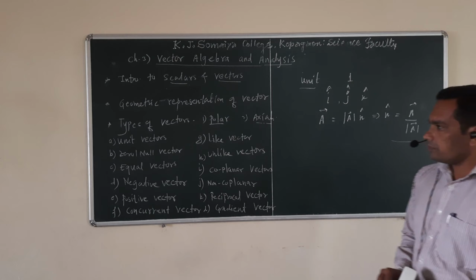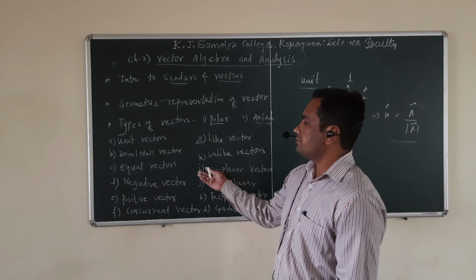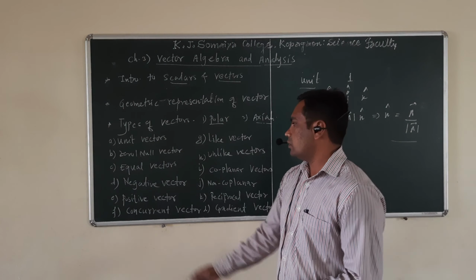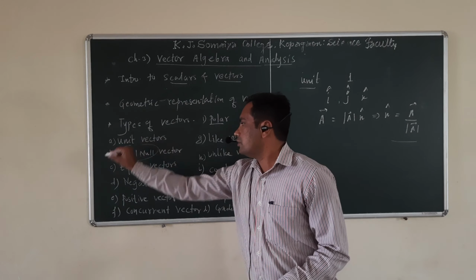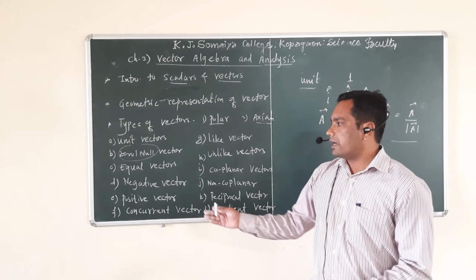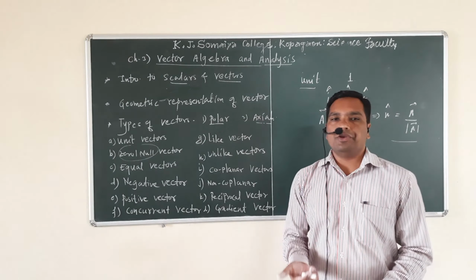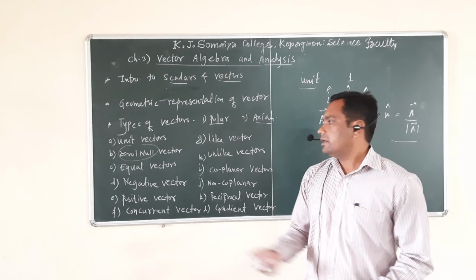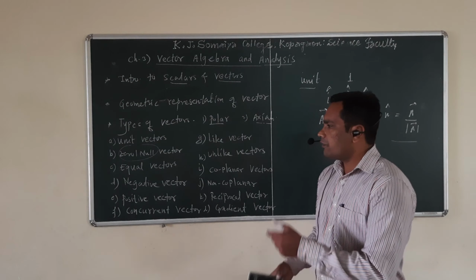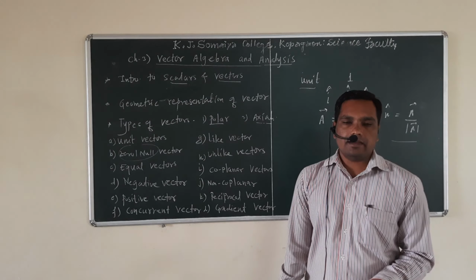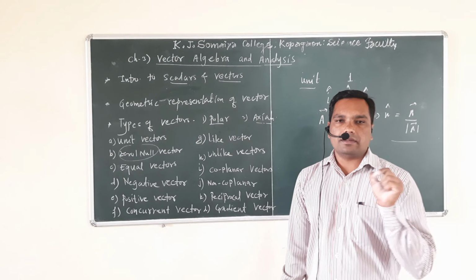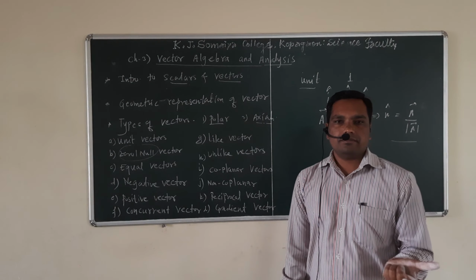Now the next vector is the zero or null vector. From its name you must have understood what is meant by a zero or null vector. A vector which has zero magnitude is a zero or null vector. If the magnitude of a vector is 0, it means that the starting and final point of that vector is the same.